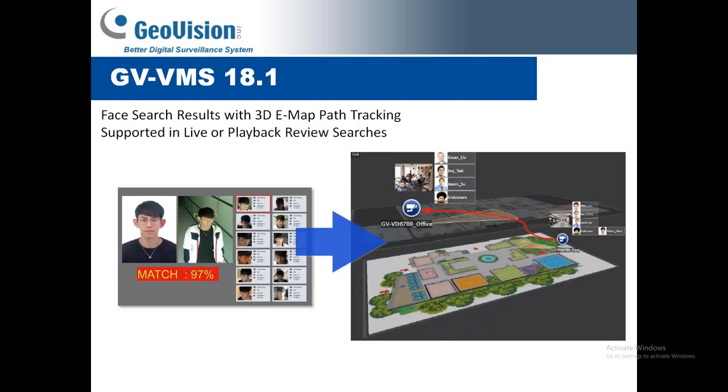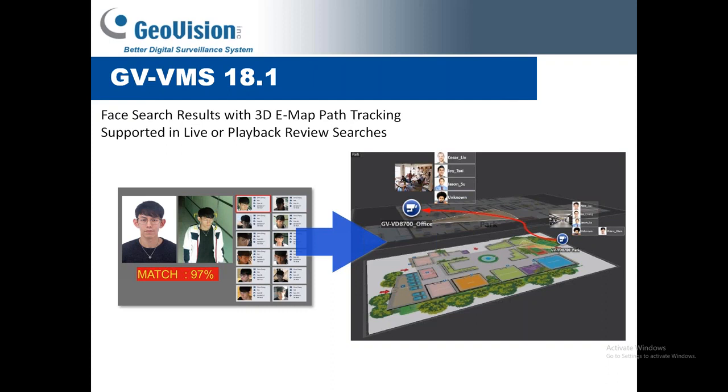3D EMAP tracking. The VMS software has always had our 3D EMAP feature. This has been a very popular feature. And if you're not already familiar with it, what it allows you to do is you can upload a floor plan of the customer's facility, display it as a channel within the software, and there'd be icons on the map of where the camera is physically located in the building.